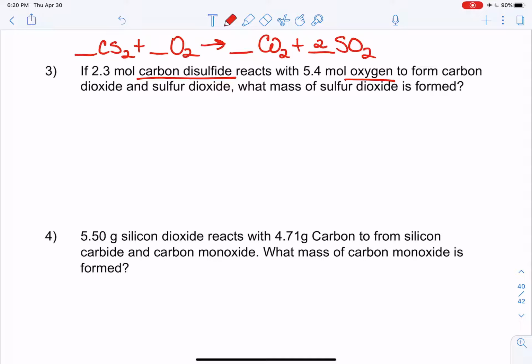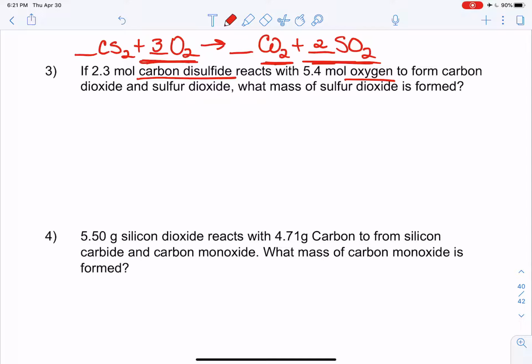And that means that on the product side, we now have 4 oxygens coming from the 2 SO2s, and we have 2 oxygens coming from that 1 CO2. So we have 4 plus 2, which is 6. And over on the reactant side, the oxygens come in pairs. So how many O2s do I need to make 6 individual oxygens? That would be 3. 3 times 2 is 6.